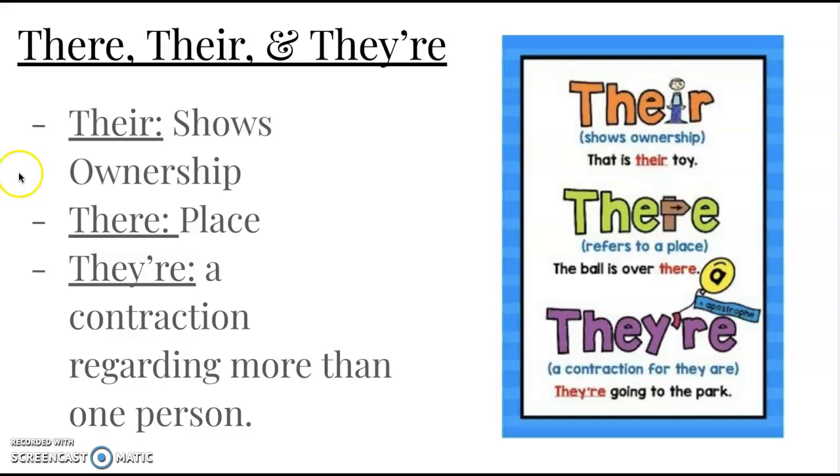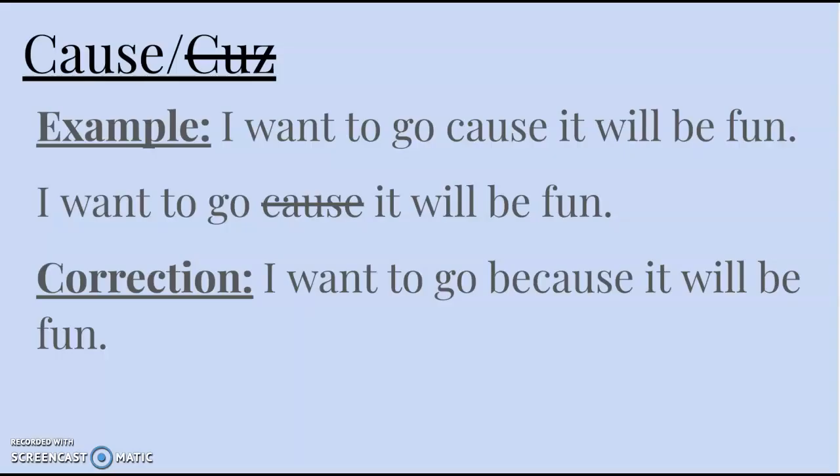That's one that we see a lot too. I love this poster. I wish I had it printed in my classroom. There, "their" is ownership, so showing that it belongs to someone. This one has the little arrow because it shows you that it's referring to a place. And this one is a contraction. They are going to work, okay? So showing ownership, talking about a place, or talking about someone specifically doing something, or regarding one or more person.